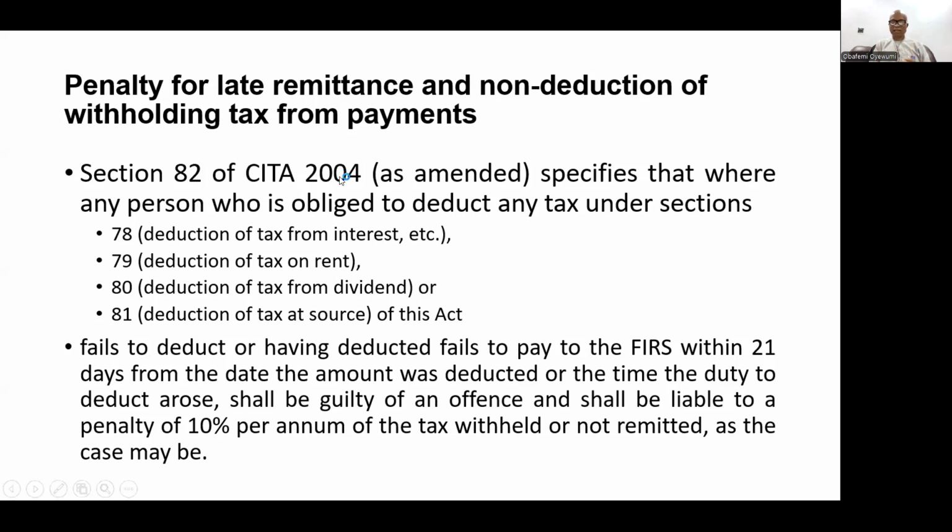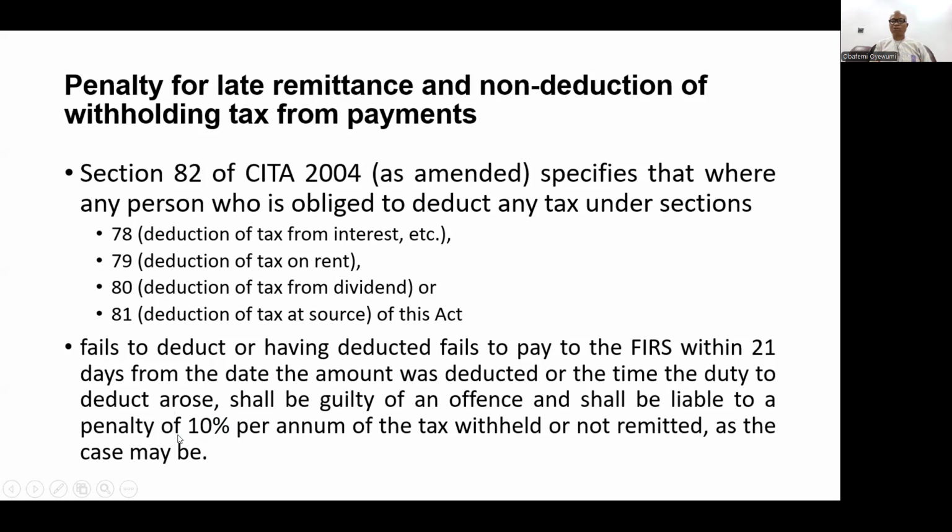Section 82 of CITA, that's Companies Income Tax Act of 2004, specifies that where a person who is obliged to deduct any tax under Section 78, deduction of tax from interest, Section 79, deduction of tax on rent, Section 80, deduction of tax from dividend, Section 81, deduction of tax at source of this act, that's the CITA 2004, fails to deduct or having deducted, fails to remit to FIRS within 21 days from the date of the amount from which the tax was deducted, or the time that duty to deduct arose, shall be guilty of an offense, shall be liable to a penalty of 10%.